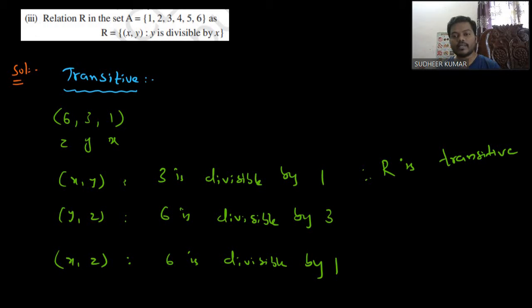Here, why did we not consider the other elements? When we choose the elements, they should satisfy this condition: xy belongs to R and yz belongs to R. Then we have to check whether xz belongs to R or not.